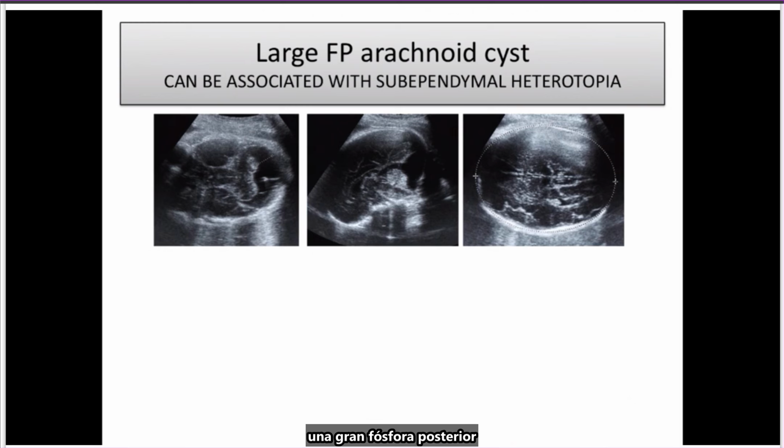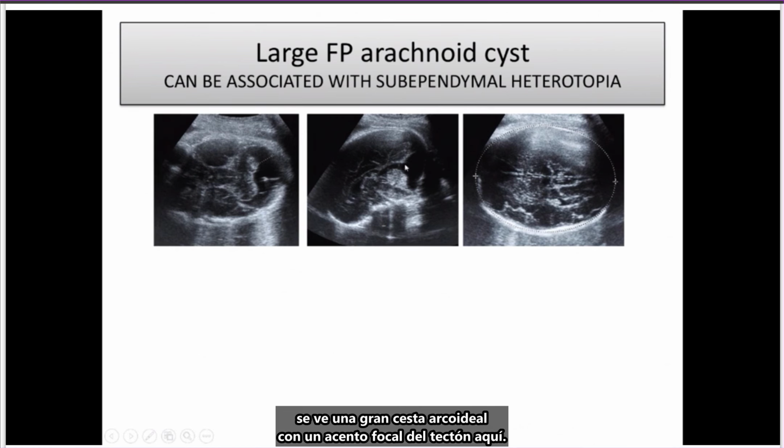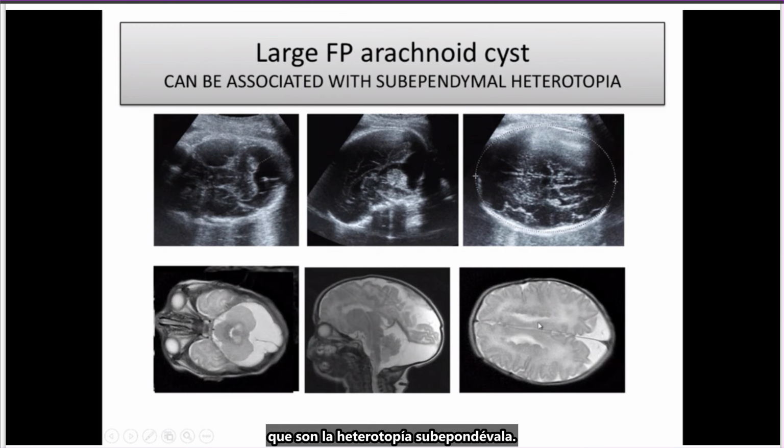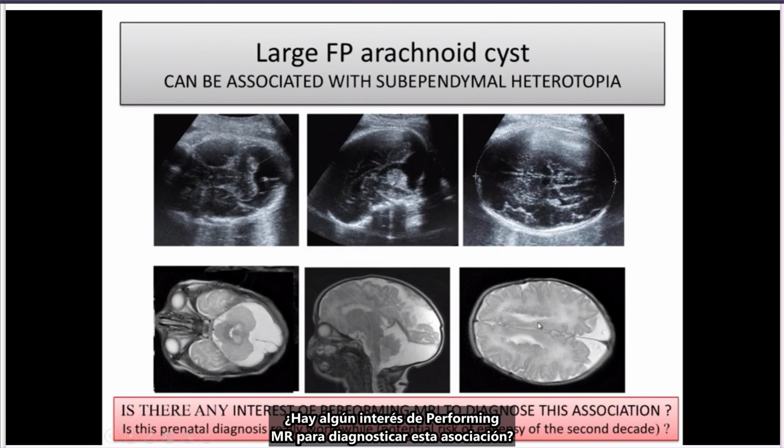In some cases, large posterior fossa arachnoid cysts can be associated with subependymal heterotopia. In this case, you see a large arachnoid cyst with a focal absence of the tentorium here. But if you look carefully, there are some nodularities here, which were subependymal heterotopia. But is there any interest in performing MR to diagnose this association? This prenatal diagnosis is really worthwhile, but you should know that there is a potential risk of epilepsy in the second decade.